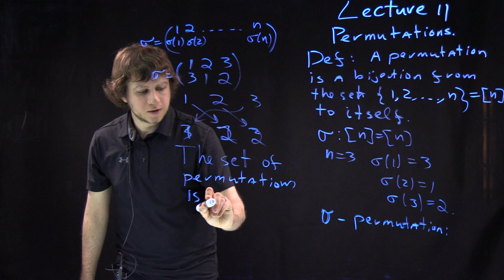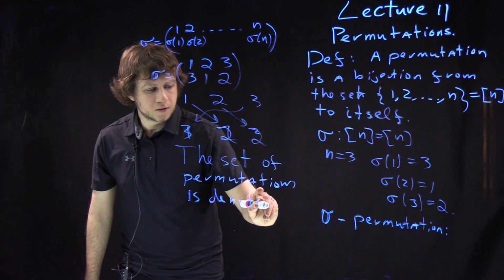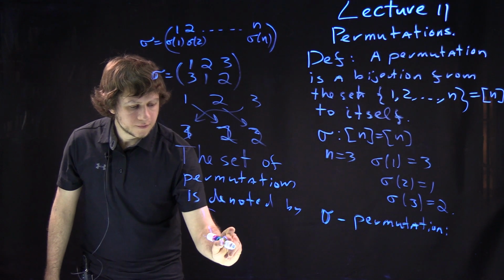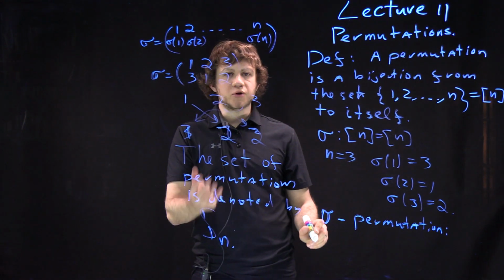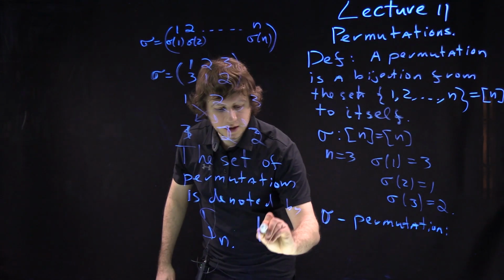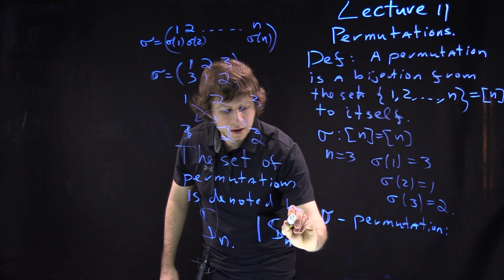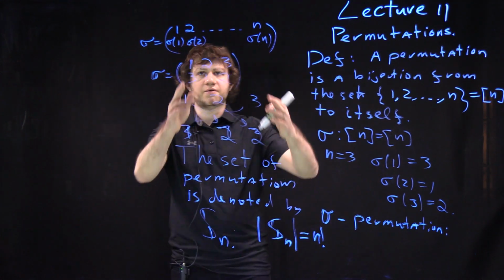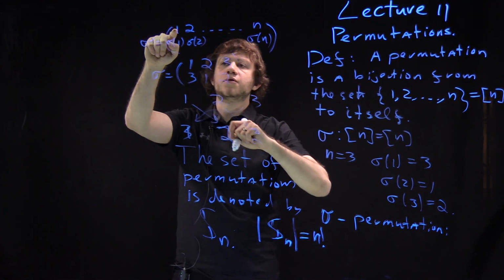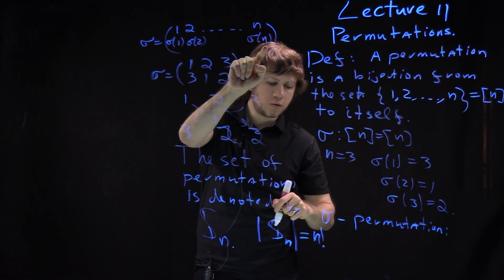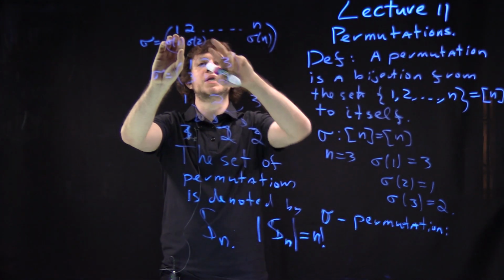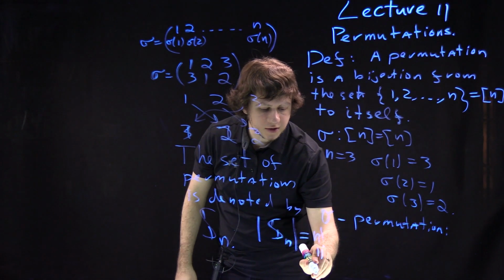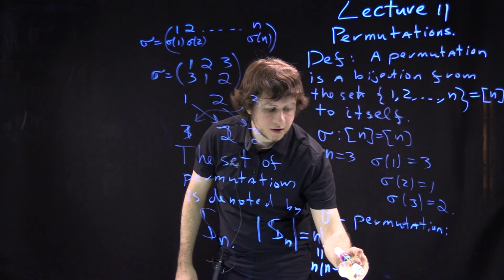So the set of permutations is denoted by S_n, and it is very easy to compute the number of permutations. The size of the set of permutations equals n factorial. The reason is that if you have n elements and you want to permute them, you need first to understand where to send 1, and you have n options. Then after that you need to send 2 somewhere, and you have n minus 1 options for that, and so on. So in totality you have n times n minus 1 times and so on times 1.